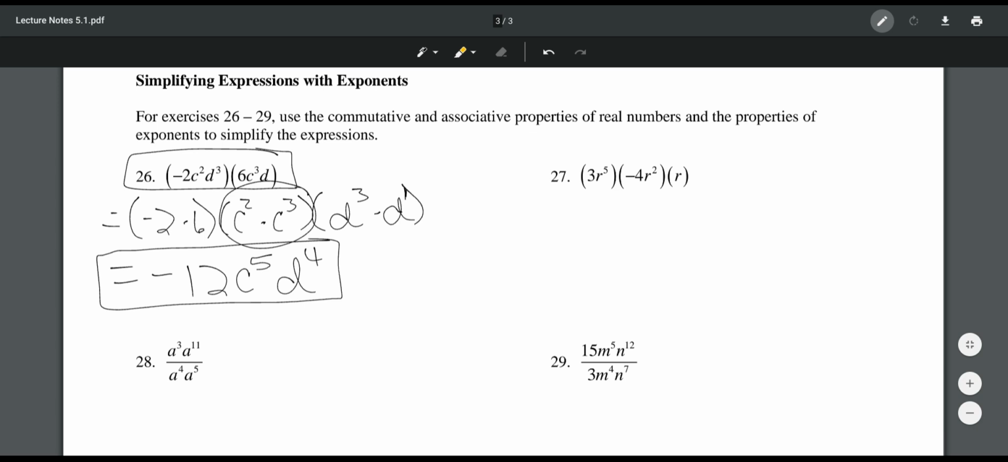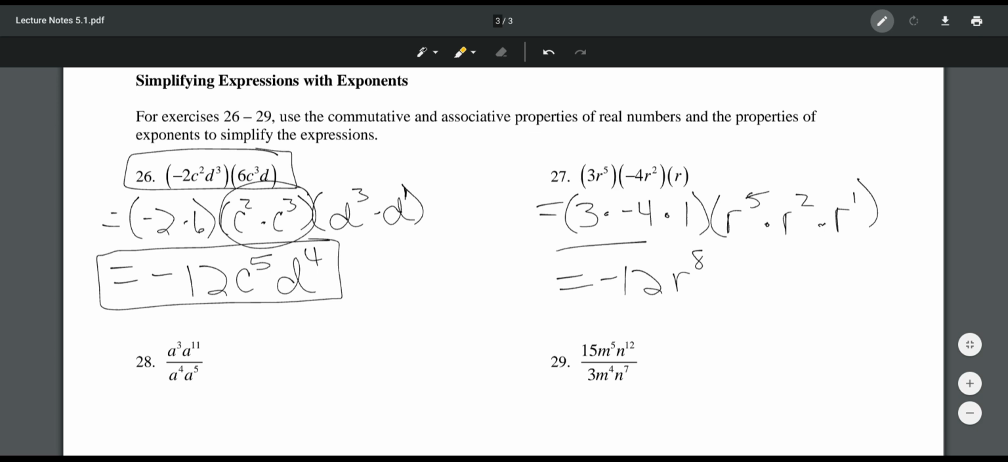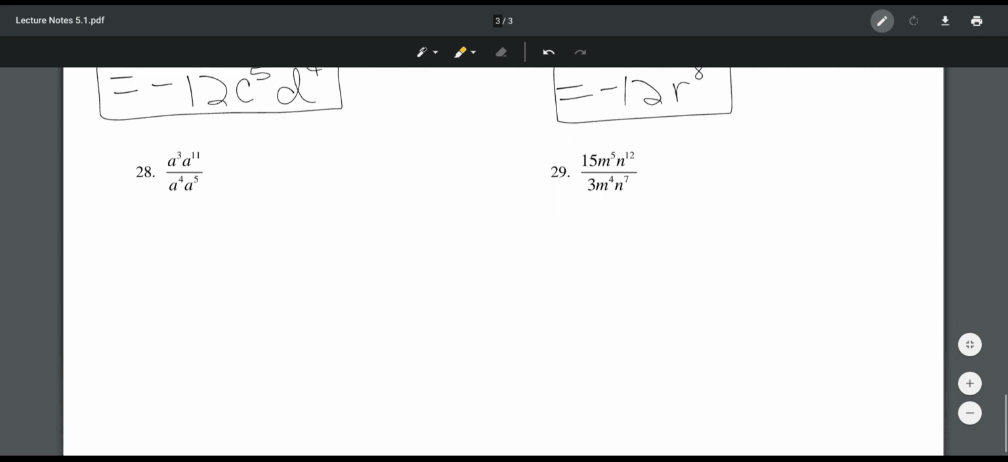Number 27, the same way. I'm going to write down what you should be thinking. You should be thinking 3 times negative 4 times 1. There's an understood 1 in front of that r. And then you should be thinking r to the 5th times r squared times r to the 1st power. So when you multiply 3 times negative 4 times 1, you get negative 12 again. When you add up all those exponents, 5 plus 2 plus 1, you get r to the 8th. Final answer for number 27.